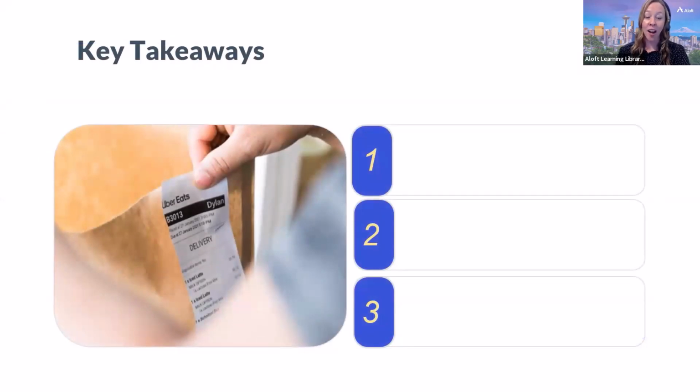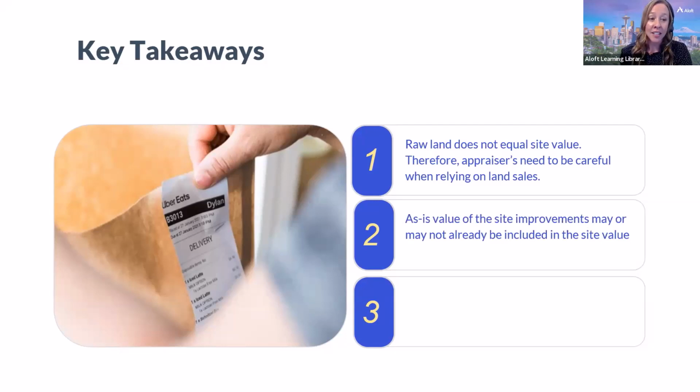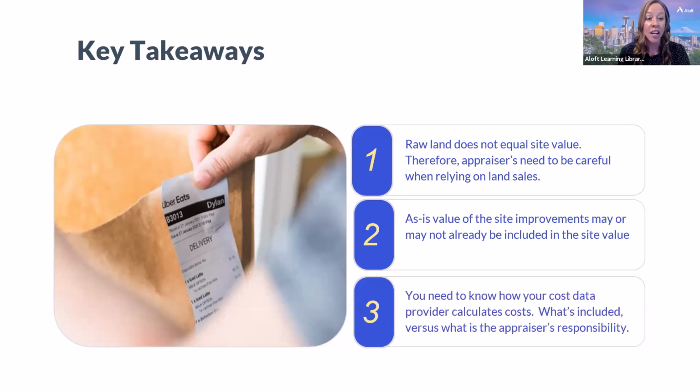All right, so a few key takeaways before we move on to site extraction: raw land does not equal site value. Therefore, the appraiser needs to be careful when relying on land sales. As-is value of the site improvements may or may not already be included in the site value. And finally, you need to know how your cost data provider calculates cost, what's included versus what is the appraiser's responsibility.